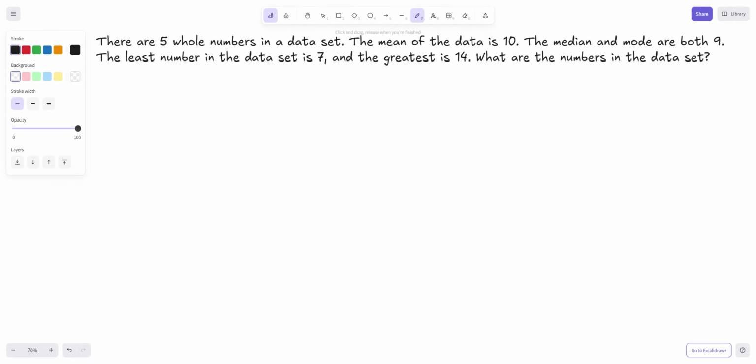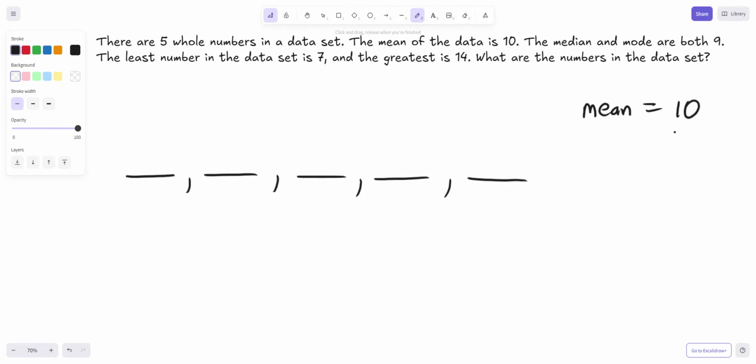All right, there are 5 whole numbers in a data set, okay? So 5 numbers, 1, 2, 3, 4, 5. The mean is 10. That means there's 5 numbers, so the sum is 50. All 5 numbers will add up to 50. The median and the mode are both 9. Okay, so this one is 9.